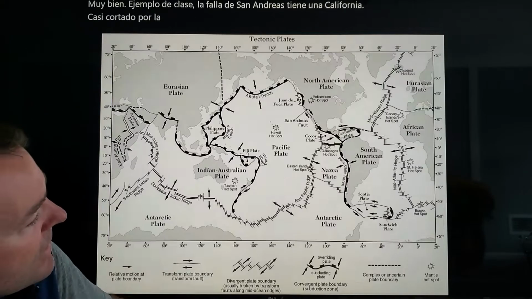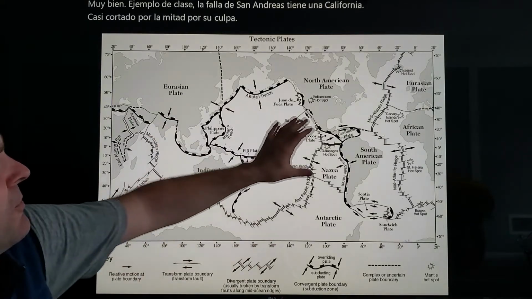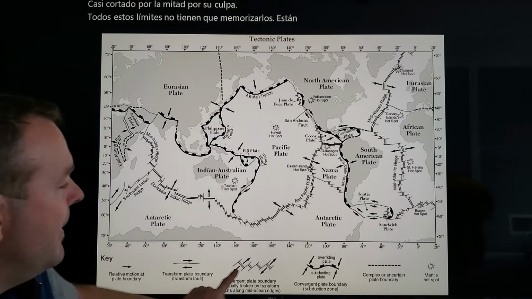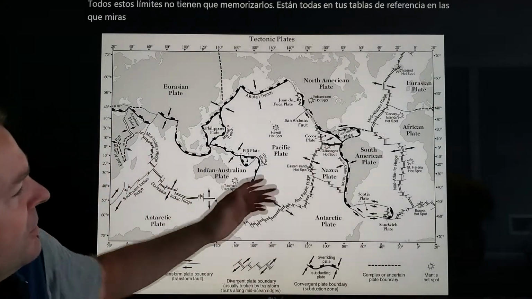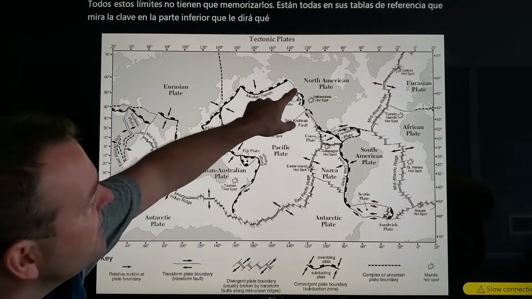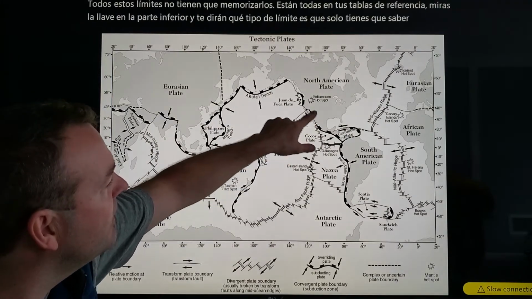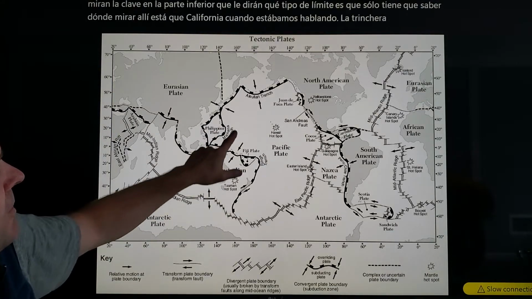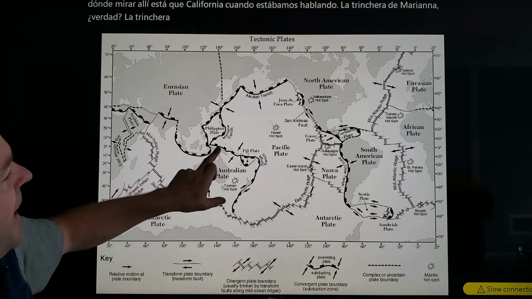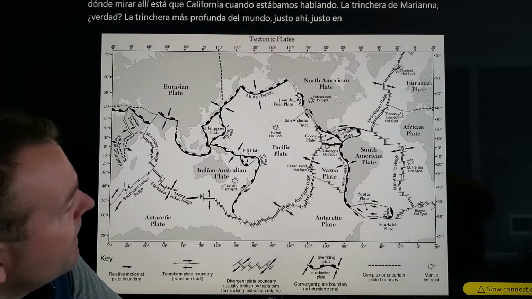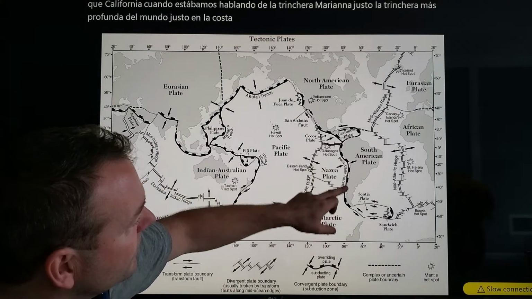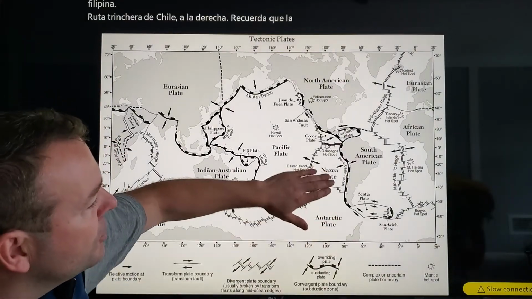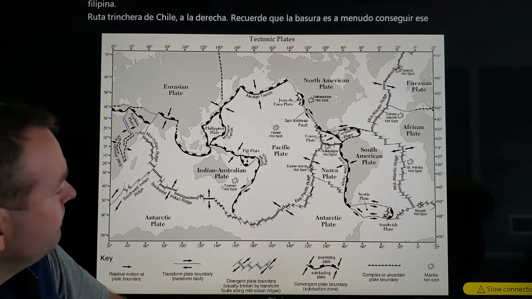Okay. All right. All of these boundaries, you do not have to memorize them. They're all on your reference tables. You look at the key on the bottom. It'll tell you what kind of boundary it is. You just got to know where to look. There's that California one we were just talking about. The Mariana Trench, right? The deepest trench in the world right there, right off the coast of Japan by the Philippine Plate. The Peru-Chile Trench, right? Remember, the trenches often get those big tsunamis because that ocean plate kind of snaps back.